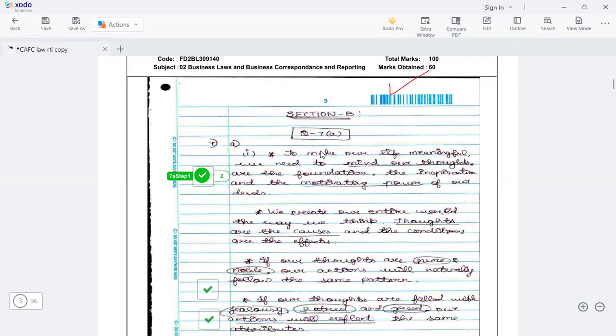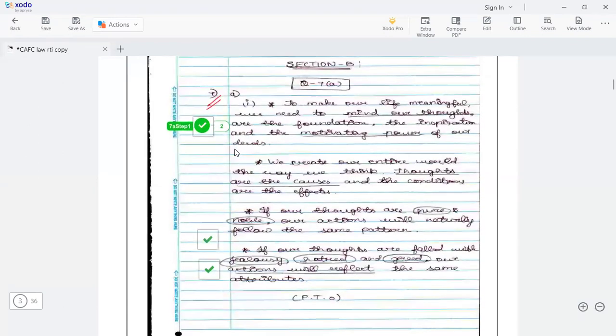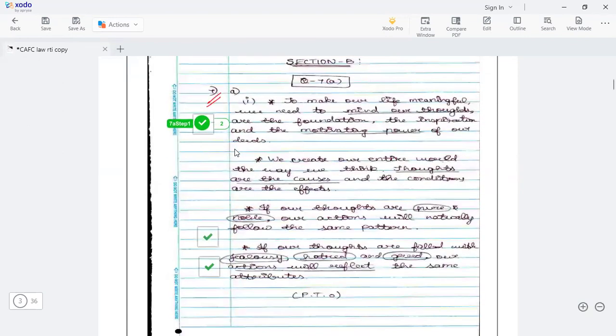In section B, they have started with the compulsory question number 7. Question 7 was based on an unseen passage, so they have written the answers to the unseen passage here. You can note that there is stepwise marking here. For the first step, they have been given 2 marks for the entire answer that they have written.